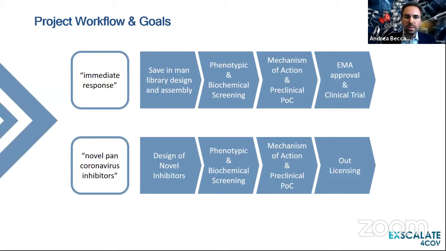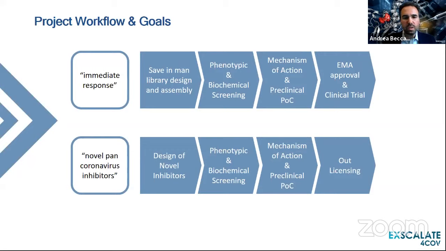The project workflow and goals are very easy and straightforward, as I mentioned. So the first part of the project that we call phase one is devoted to identification of immediate response to already infected people. For this task, we are collecting from many sources drugs in clinical investigation already on the market, and they will be tested in our phenotypic and biochemical screening. Then we will characterize this molecule, the mechanism of action, and in the preclinical setup. This molecule already being exposed to humans will be immediately discussed with the European Medical Agency in order to start as soon as possible a clinical trial.